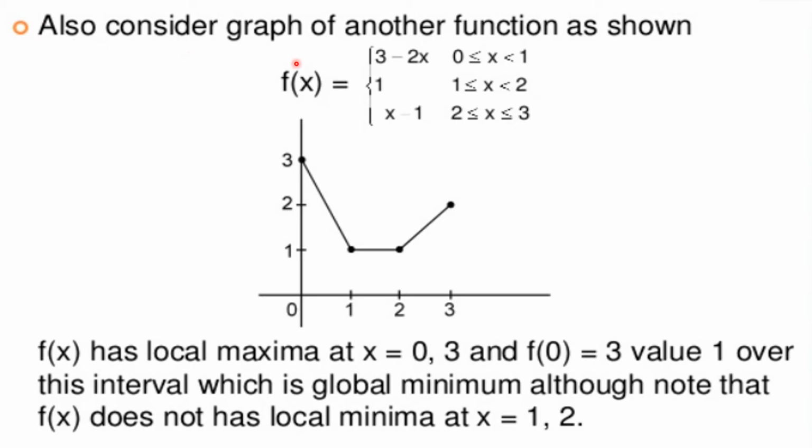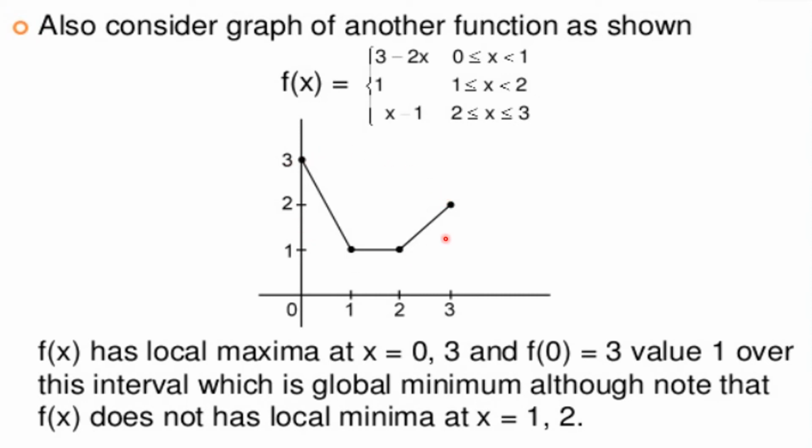Now let us take another example. Also consider the graph of another function as shown. F of x is equal to 3 minus 2x, 0 less than or equal to x less than 1. F of x is equal to 1, 1 less than or equal to x less than 2. F of x is equal to x minus 1, 2 less than or equal to x less than or equal to 3. So here f is said to be a piecewise defined function, because in different intervals it is defined differently. If you draw the graph of this function f of x, we get it like this.